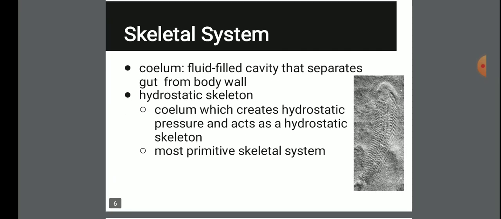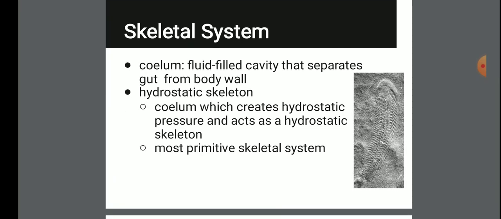The skeletal system of annelids. It has a coelom, which includes a fluid-filled cavity that separates the gut from the body wall. It is a hydrostatic skeleton: the fluid column creates hydrostatic pressure and acts as a hydrostatic skeleton. It is the most primitive skeletal system.